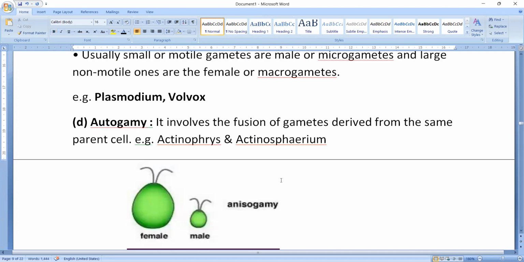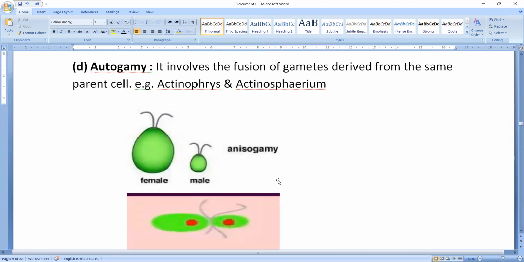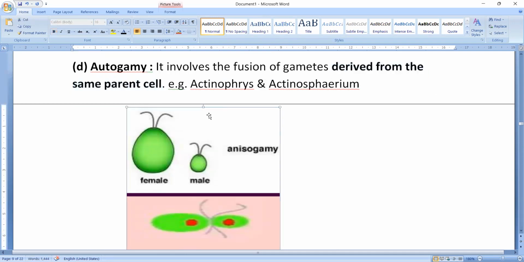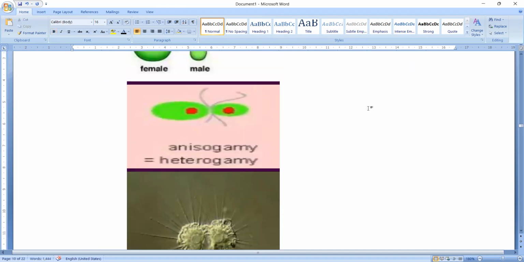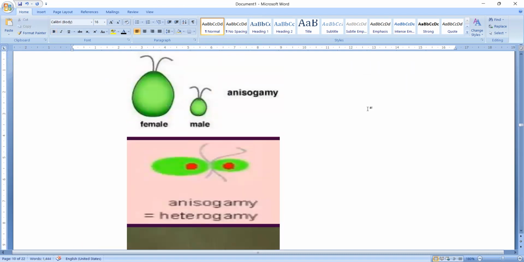Okay, so then autogamy. So autogamy means it involves the fusion of gametes derived from the same parent cell. So that is auto, self. Okay, self fusion. Autogamy examples are actinophrys and actinosphaerium.